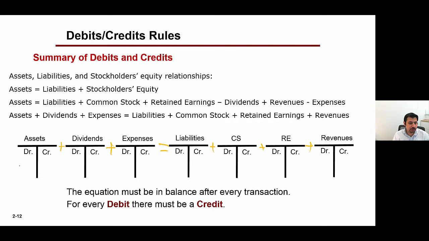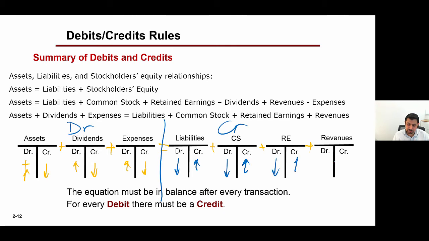When we have debit under assets, debits would increase. Credits would decrease assets. Same thing here. Now on the other side, I have it the other way around. Debits would decrease, credits increase, because those are, as we said, credit, debit. So in this case, once again, credits would increase those accounts, debits would decrease them.